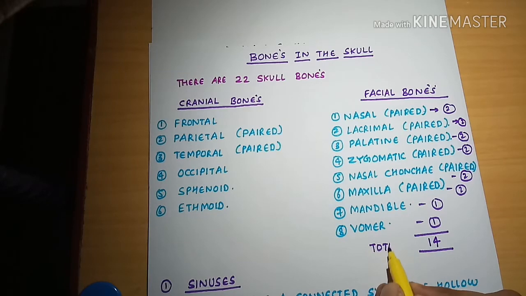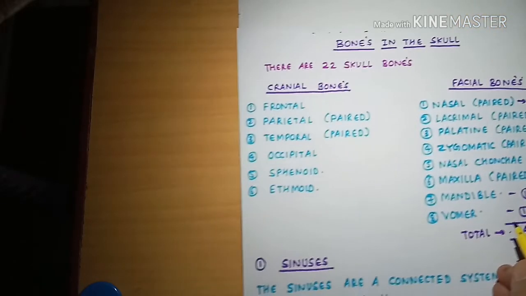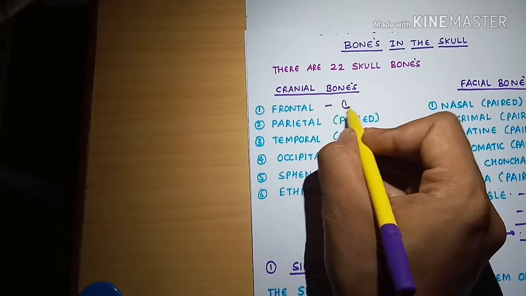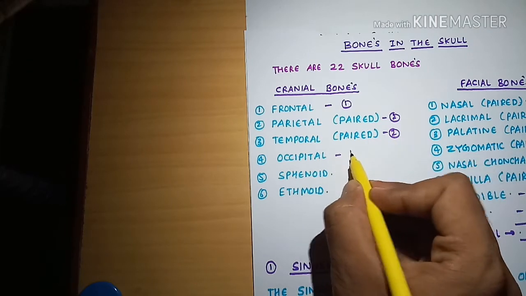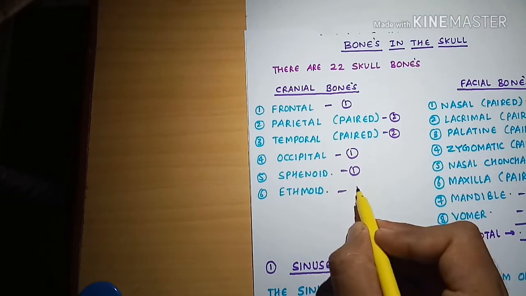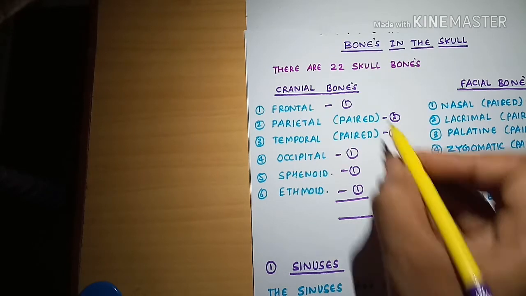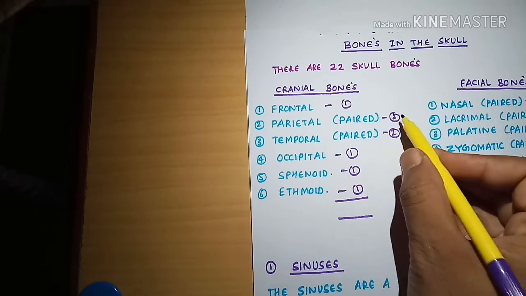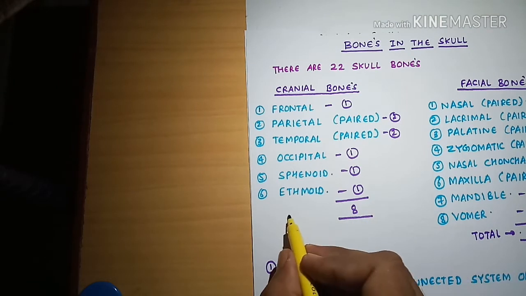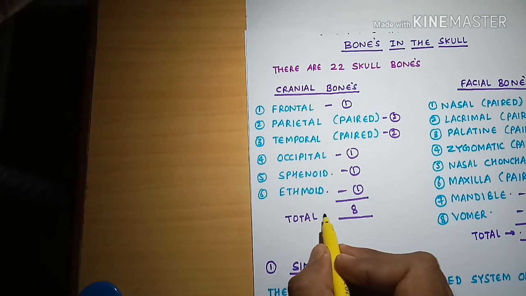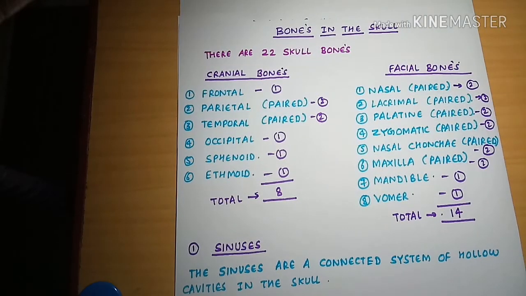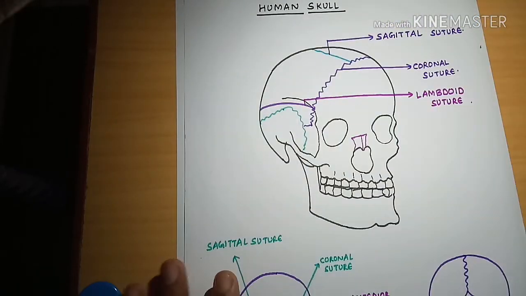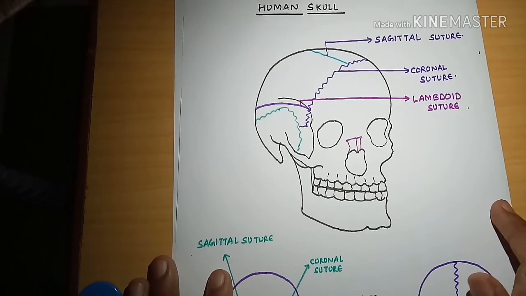The total number of facial bones is 14, and the remaining are cranial bones: this is 1, this is 2, this is 2, this is 1, this is 1, and this is 1 in number. So there are 1, 2, 3, 4, 5, 6, 7, 8, 8 cranial bones present. The total number of cranial bones is 8. So 8 plus 14 are 22 skull bones present in the human skull. The human skull looks like this.